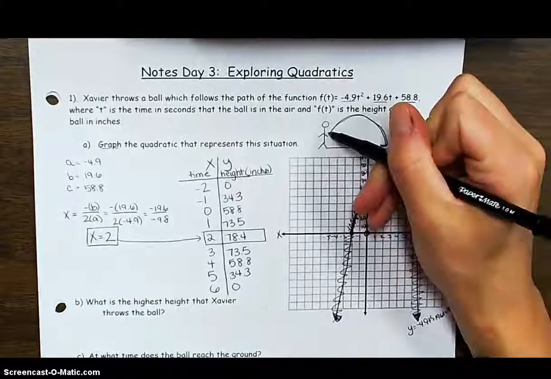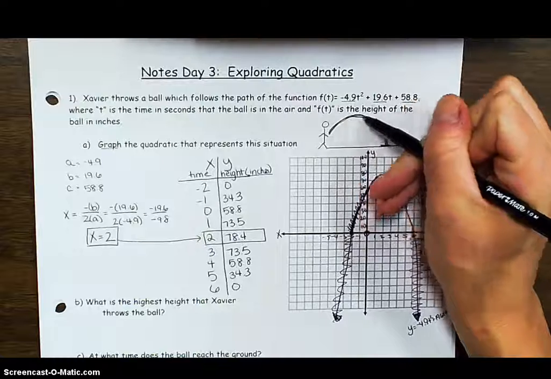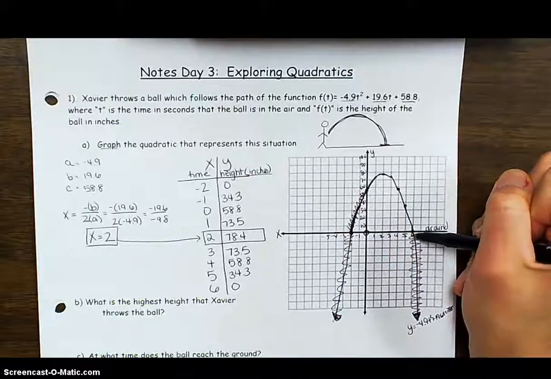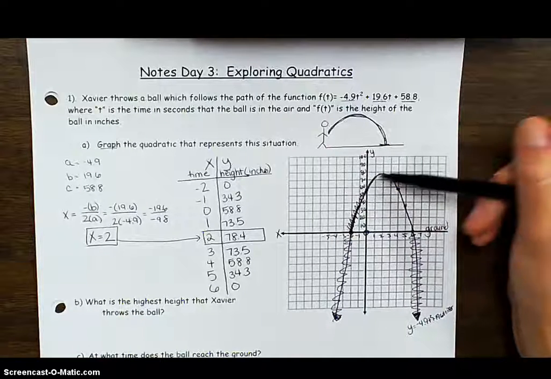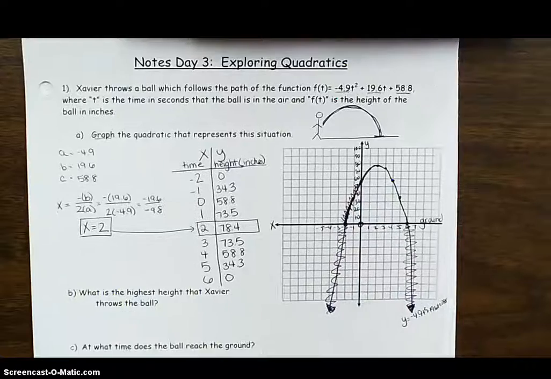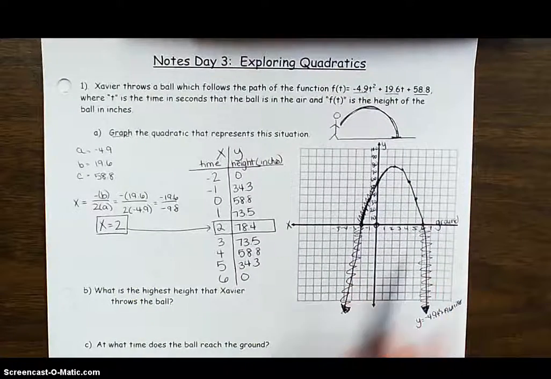Now doesn't that look like the picture we drew at the very beginning of Xavier? Because he starts at his height, it goes up, and then it goes down. So our ball is going up, and then it goes down. So now we have just one part of the parabola that goes with our story. Okay, so let's talk a little bit and let's analyze this. Let's explore the picture here.